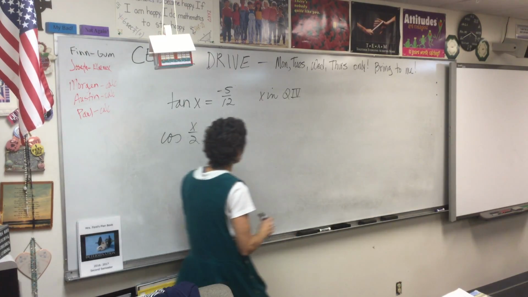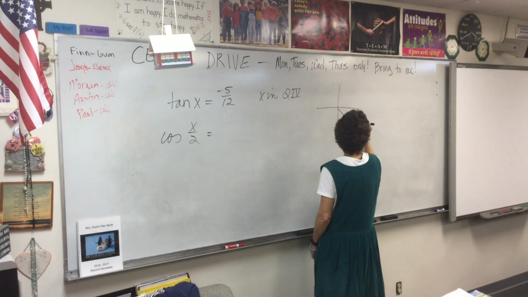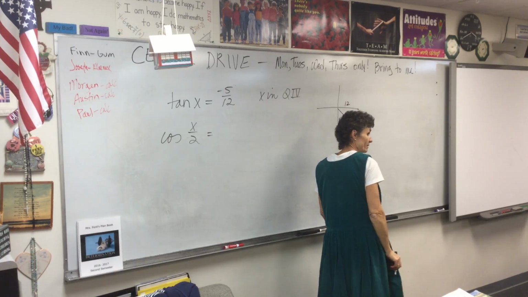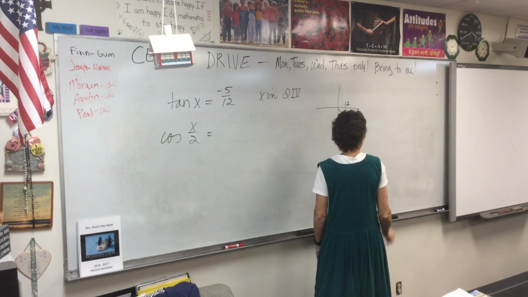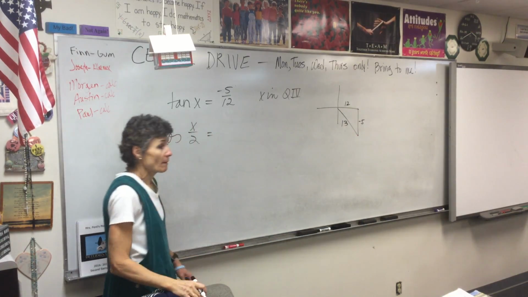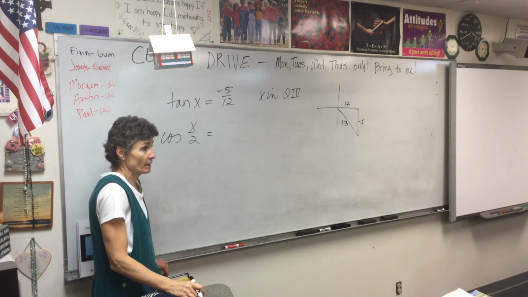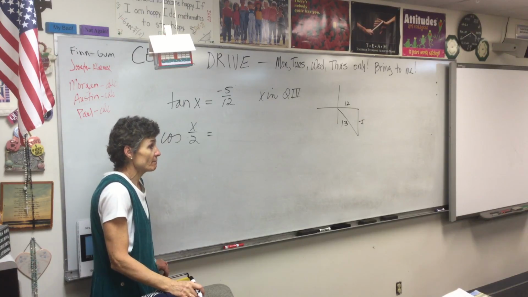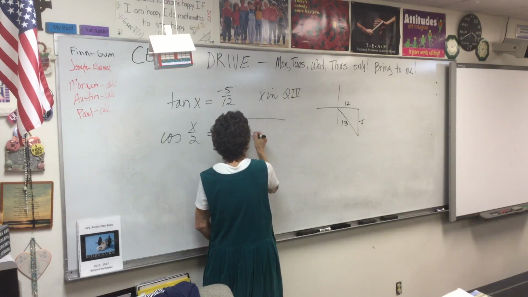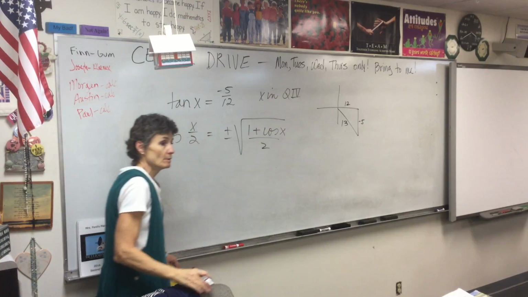Yep, so we'll draw a picture of the given, which is the tangent is negative 5/12. Please make sure you get the negative on the right number. I'm putting it on the 5 like that. That's the 13, Pythagorean theorem. So there's my picture. Now I need my formula. What's my formula? Plus or minus the square root of 1 plus the cosine over 2.